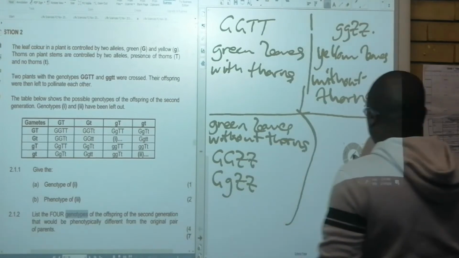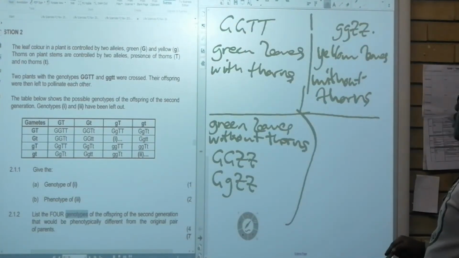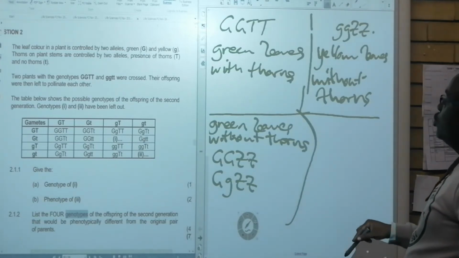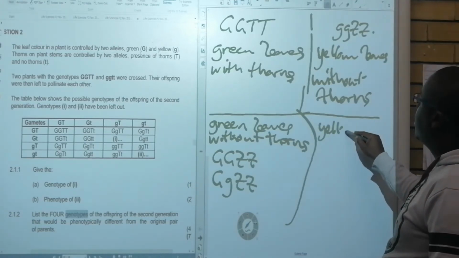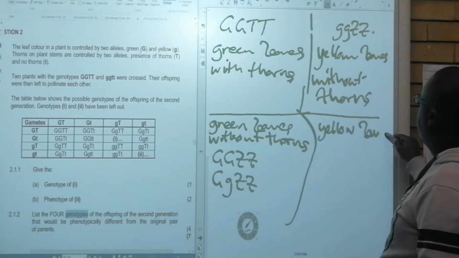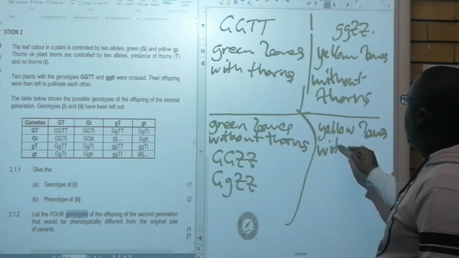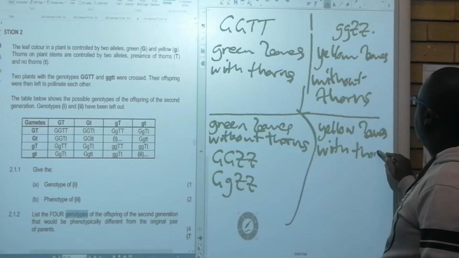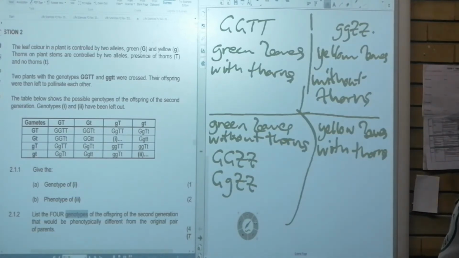And then here, this parent had yellow leaves without thorns. Yellow leaves without what? Without thorns. So which offspring are going to be different? They are those with the yellow leaves, but this time with thorns. With what? With thorns.